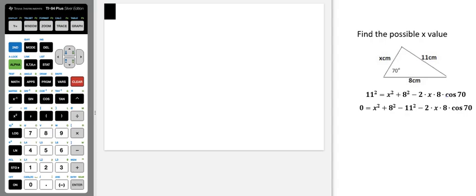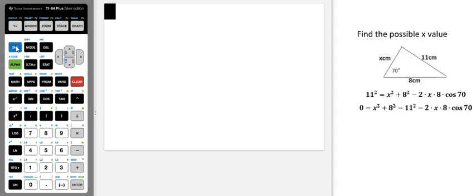And we know this is a quadratic equation. Therefore, we move 11 squared to the right side and get it equal to 0. Then we can put it into the calculator to figure out this x value.